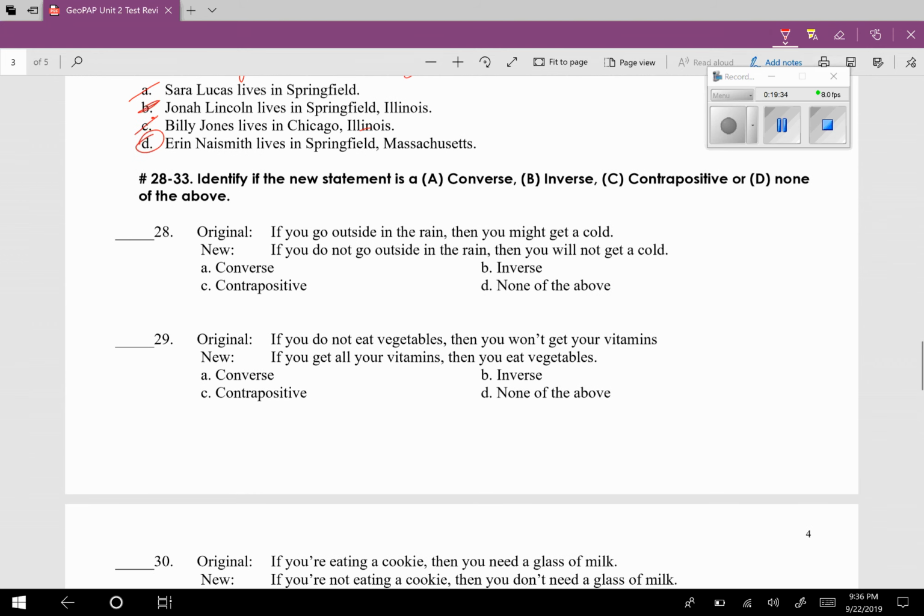Identify if the new statement is the converse, inverse, contrapositive, or none of the above. So this is where circling and underlining, labeling, that's where you're going to get all your points. So if you go outside in the rain, then you might get a cold. Okay? So here we go. If you do not go outside in the rain, okay, so that's our hypothesis again, but it's been negated, so it's not P. Then you will not get a cold. So this is not Q. So not P, not Q, that's just negating, that's the inverse.